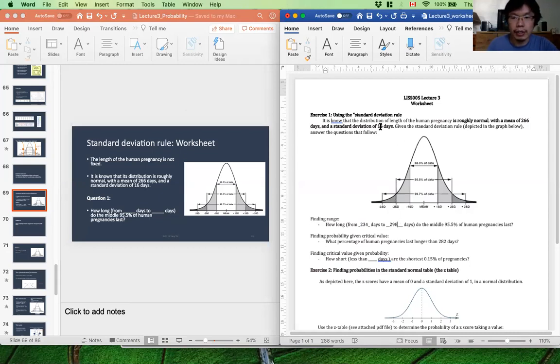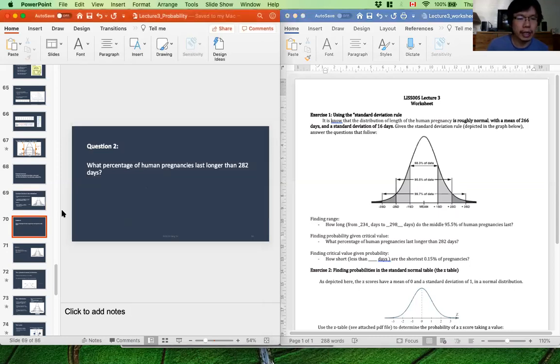So again, the standard deviation is 16 and the mean is 266. Two standard deviations below the mean is 234, above the mean is 298, okay? So we now know that the middle 95.5% of human pregnancies last between 234 and 298 days. This is based on two things. First, we know that this is normally distributed, therefore the standard deviation rule applies to this data. That's important. And then, because we know the population mean and the population standard deviation, we can do the estimate.